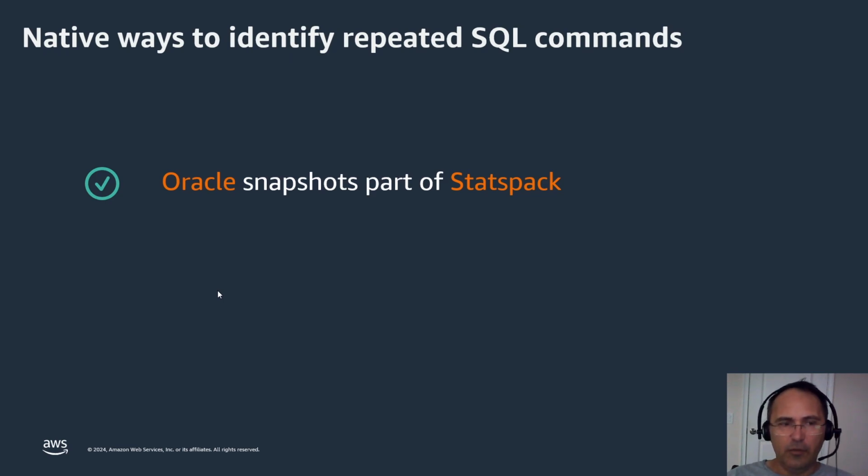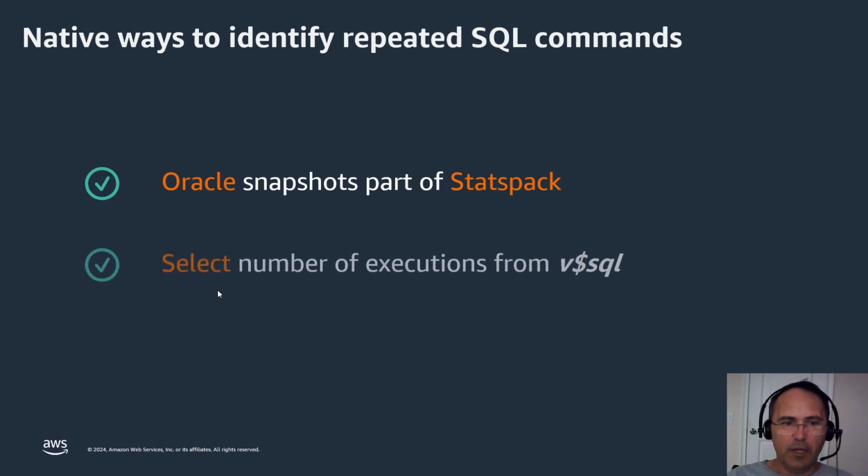If you're already in AWS, you could use the native ways, but if not, these are some of the options. For example, you can use Oracle snapshots, part of the Statspack, and take a couple of snapshots, maybe a couple of hours apart, or take a few snapshots every hour, compare them, and then you will see basically what the database is doing, the read to write ratio, and you can even identify the top SQL commands.